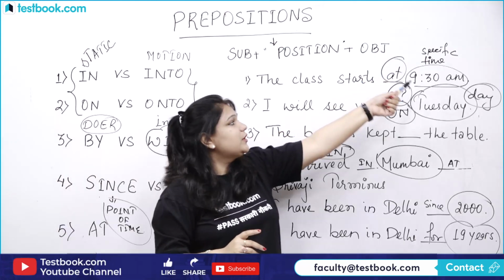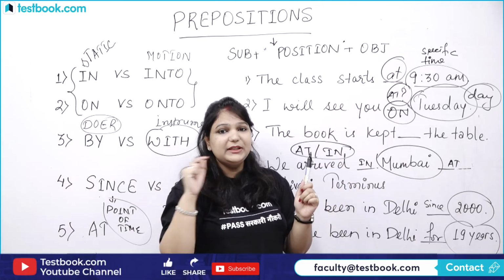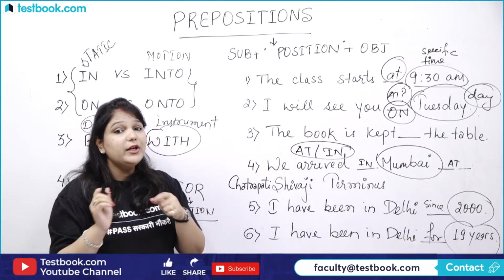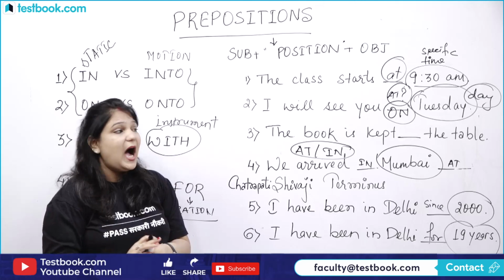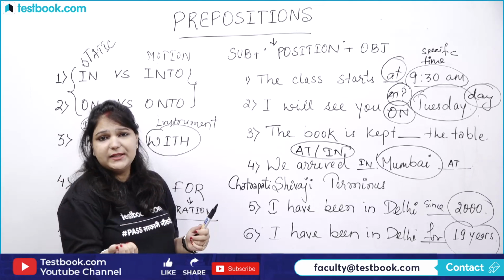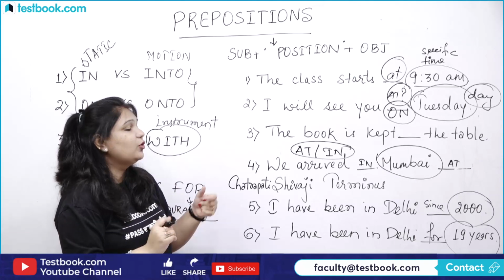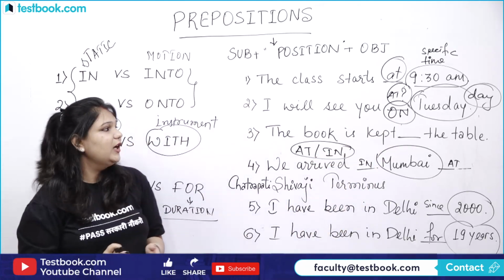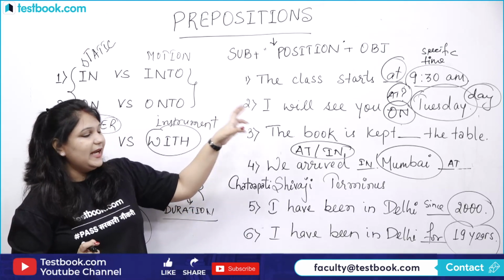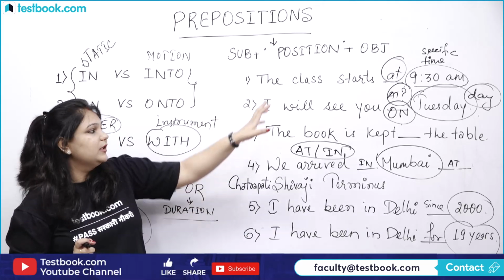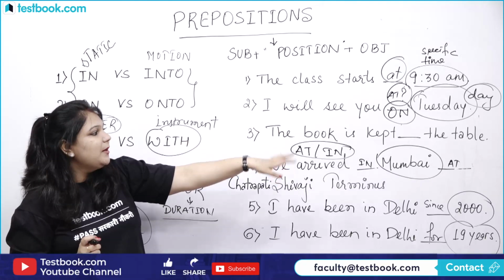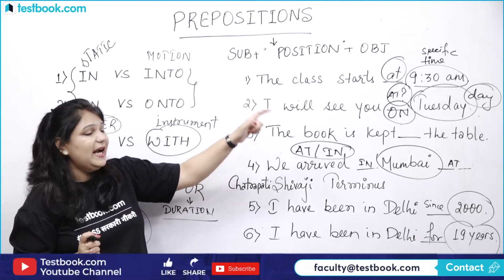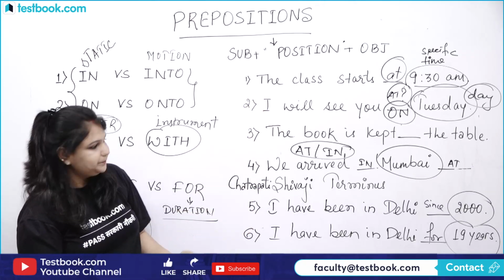So at is used for a specific time. Remember, time. But for example number 2, we are saying I will see you on Tuesday. That's a specific day. I will see you on Wednesday. I'll see you on Friday. So that goes with a specific day, so there we are using on. Okay, so don't get confused by seeing 9:30 a.m. or Tuesday. 9:30 a.m. is a specific time, but Tuesday is a specific day, right? So there goes the use of at and on. Okay.